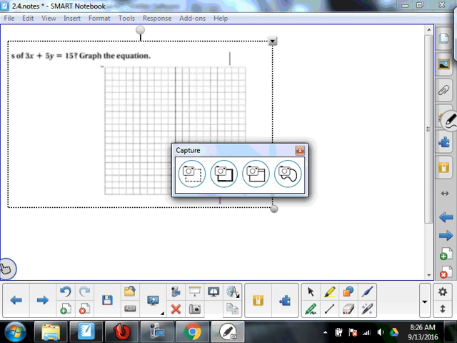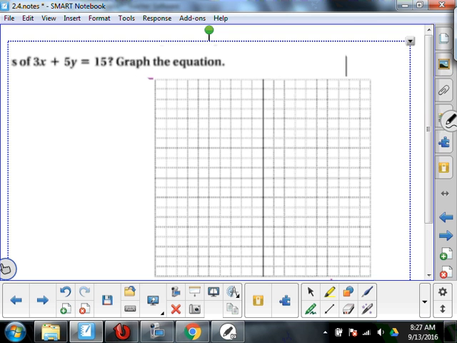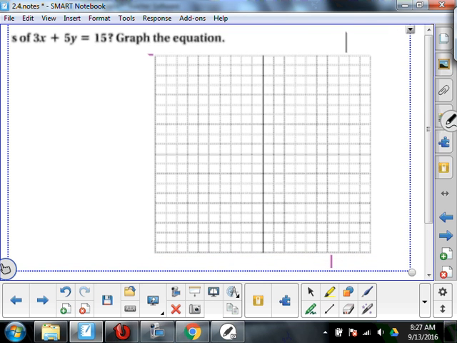There it is. We're going to be graphing this, and this is the last thing for today, I promise. I guarantee it. Here we go.